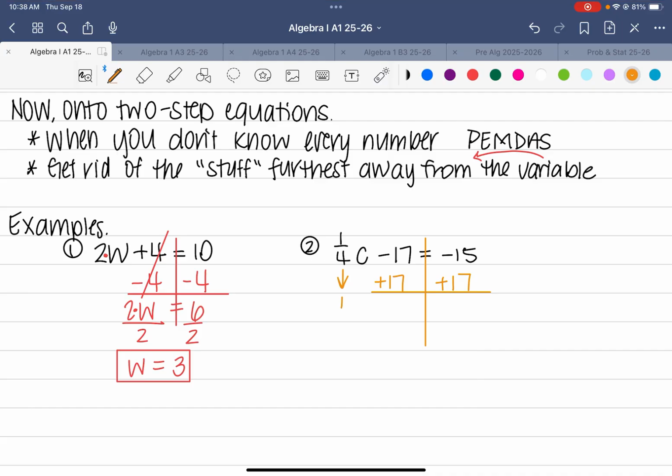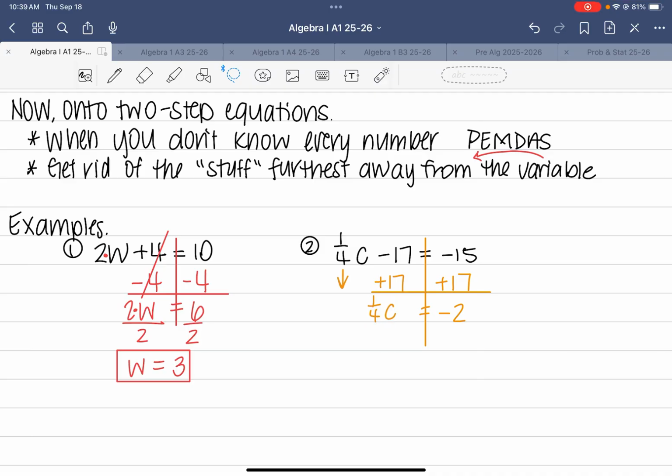My 1/4 c just is going to come straight down. Negative 17 plus 17 does give me a 0. Negative 15 plus 17, if you have a calculator, gives me a positive 2. Do I need this plus 0 here? The answer is no. Get rid of it. Gone. It's a waste of my time.